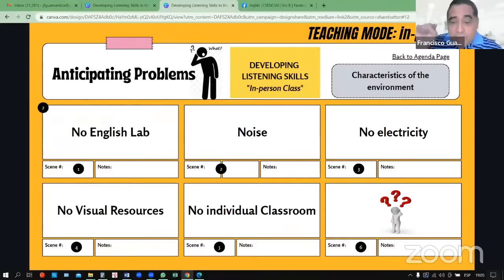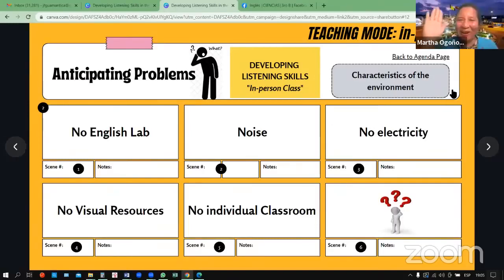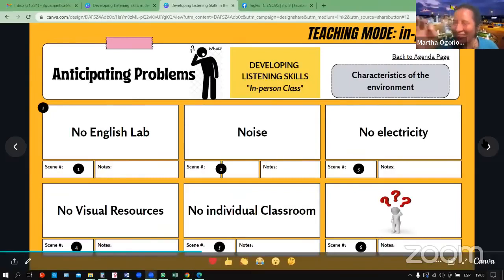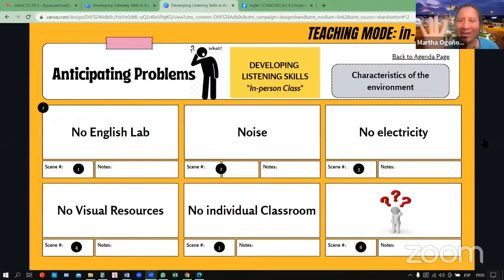Okay, no English lab, Marta, no electricity, no visual resources, no virtual, no individual classroom. Okay, so if you are a public teacher, you feel identified. You could say likewise. Totally agree. In these last weeks in our high school, we have the Juegos Deportivos, and you can imagine the noise. So it's impossible to work. However, we have some appealing activities.